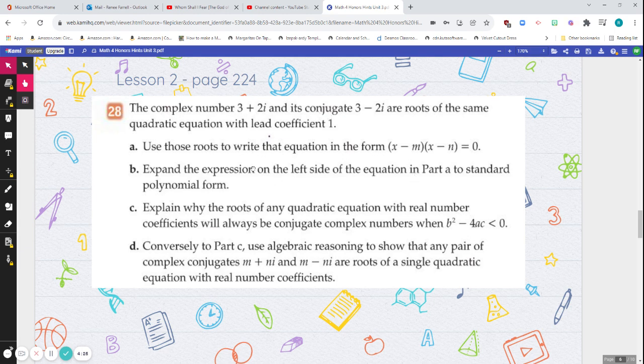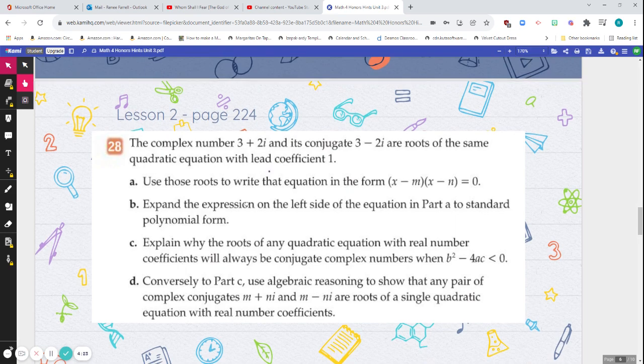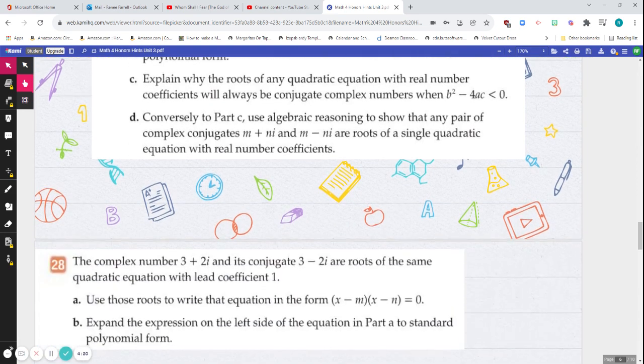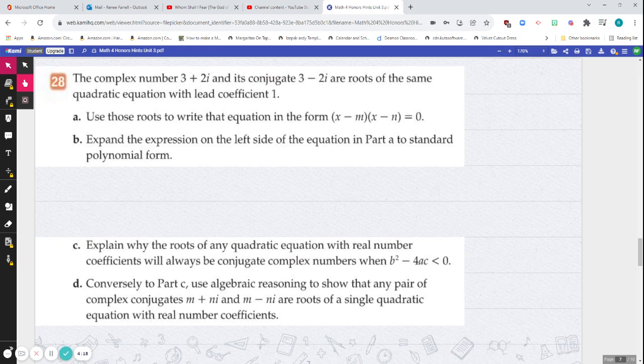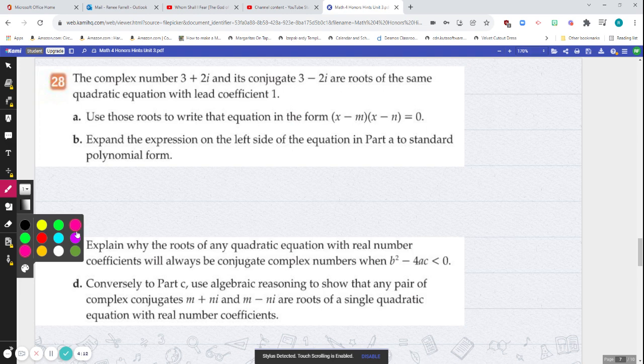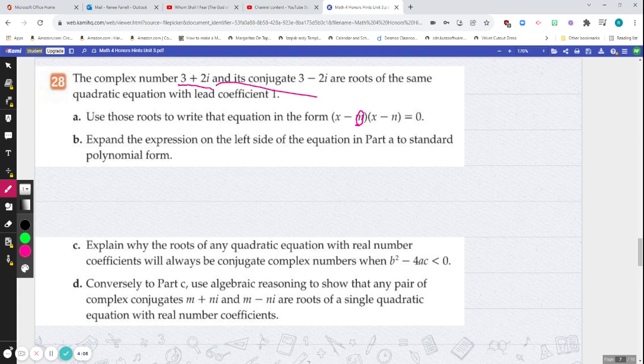So for part A, you can see it's asking you to use those roots to write them in the factored form. So let's look down here. You're going to use those roots to write in the factored form, which means that you're going to put this whole root in there and this whole root in there. So you need to be careful of using parentheses and appropriate distributive property with your minus signs. That's all the hint I'm going to give you on that.